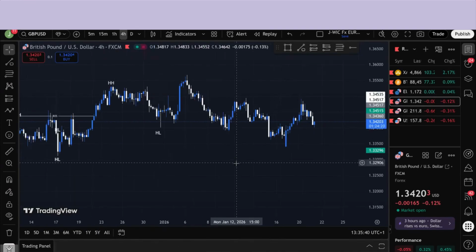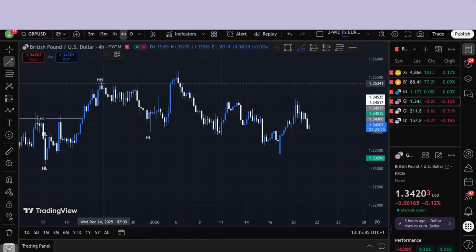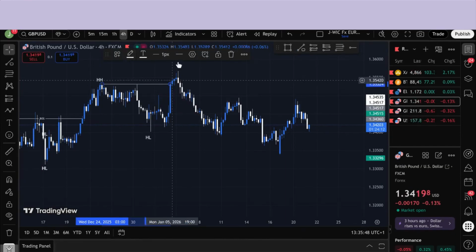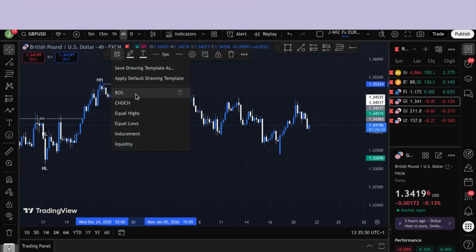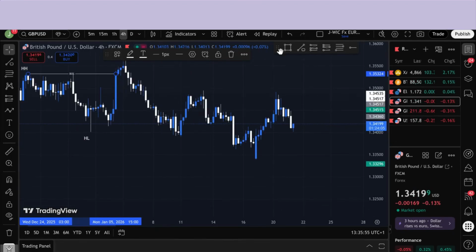Now, you're speculating that, of course, the market should come and take this higher high, which you have seen the market did, causing a break of structure to the upside. Good. Now, our speculation is that the market should come to this zone.